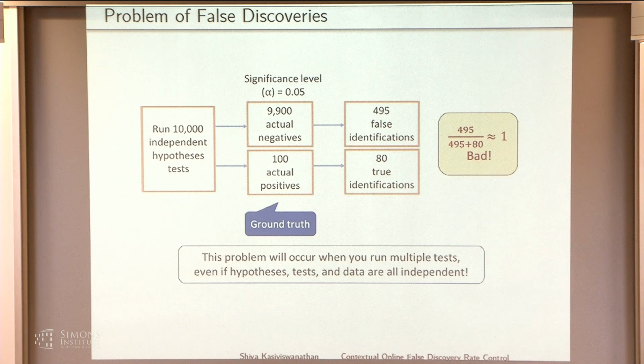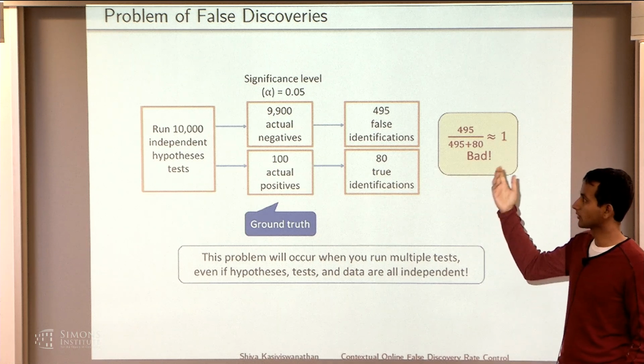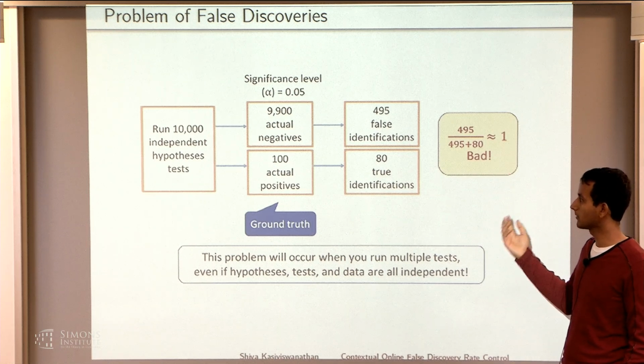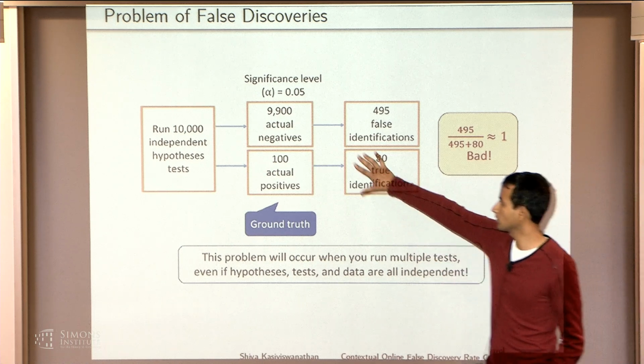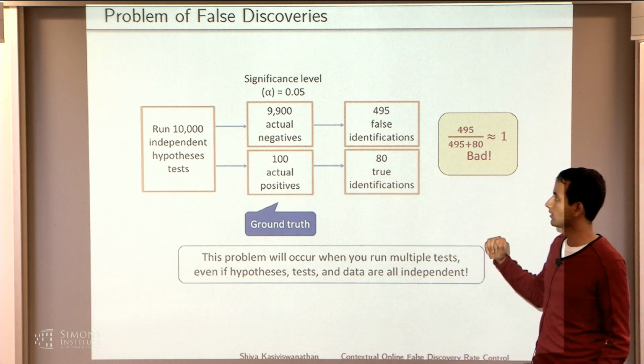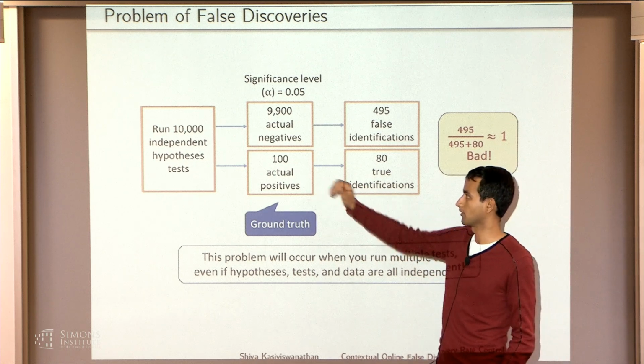So let's run through a simple example to see what is meant by false discovery. Let's say that we are running 10,000 independent statistical tests. For simplicity, assume that 9,900 of them are actually negatives and 100 of them are positives. So this is the ground truth.